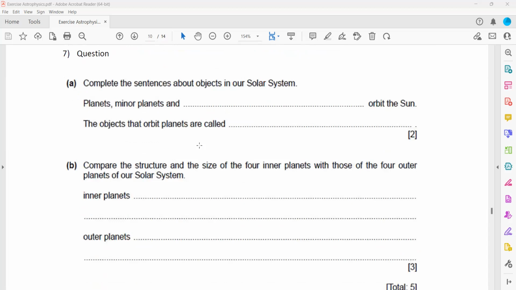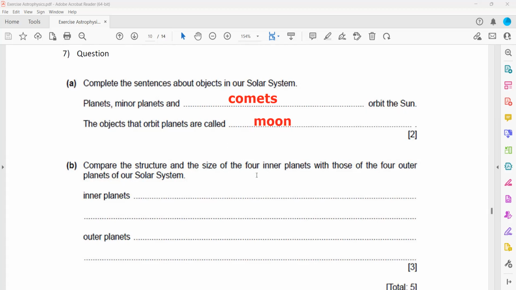Question 7. Complete the sentence about the objects in our solar system. Planet, minor planet, and dash orbit the sun. So planets are there, minor planets are there. We can mention comets, asteroids also we can mention. The object that orbits the planet is called the moon, because moon orbits the planet and planets orbit the star.